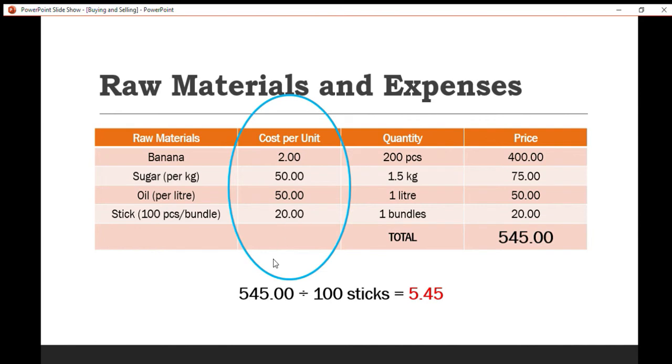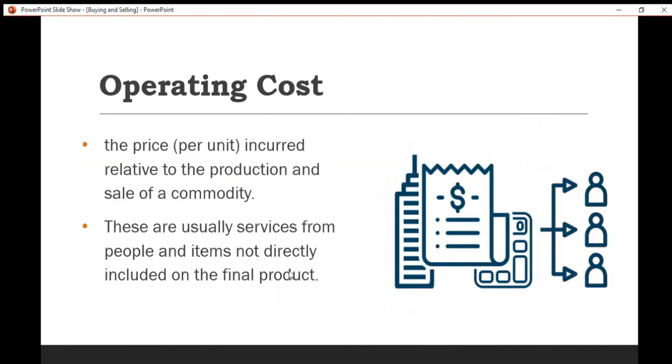Okay. And then, aside from the cost price, we also have what we call the operating cost. The operating cost is the price, also per unit, incurred relative to the production and sale of a commodity. These are usually services from people and items not directly included on the final product. So ito yung mga hindi nakikita ng mga consumers na binabayaran ng seller. Halimbawa, yung sweldo nung nagtitinda, yung rent nung nagluluto, at saka yung, let's say, other materials na nire-require para sa selling. Okay, so yun yung mga other expenses natin kanina.